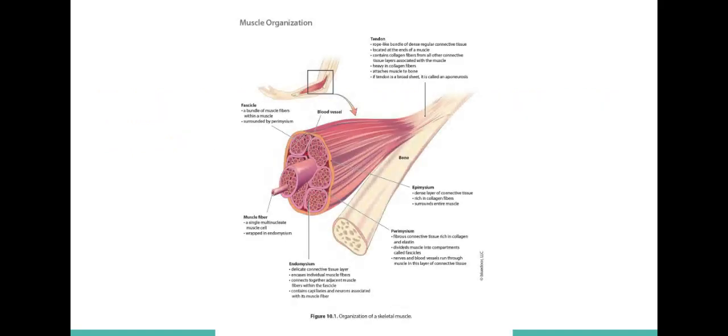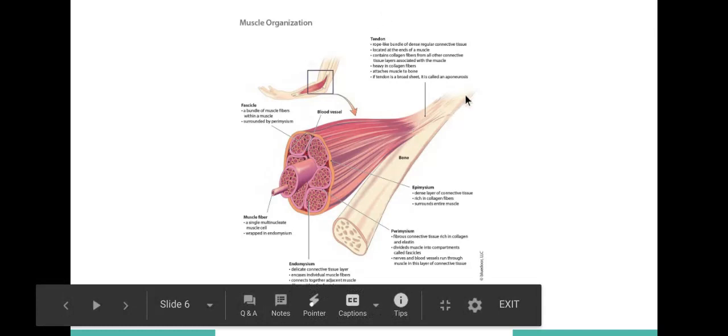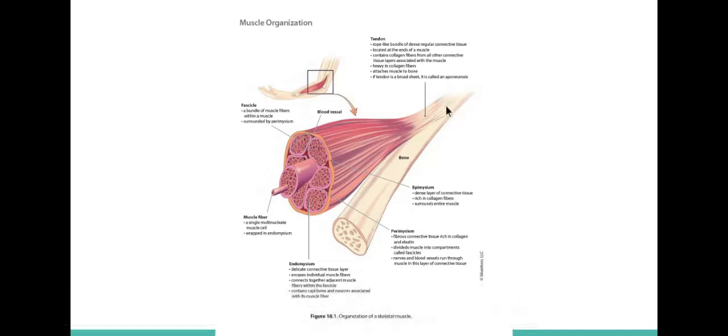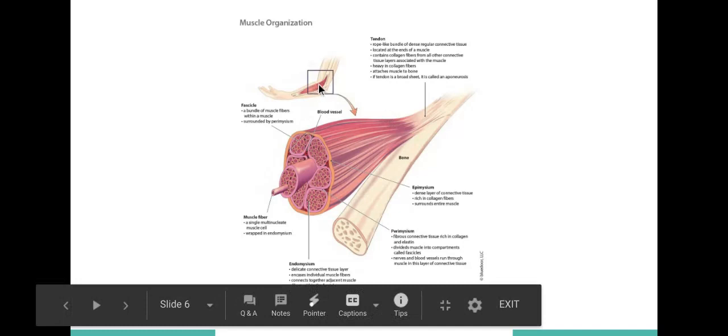So here's what we mean by those words. You have your tendon. That's this dense tissue here that is connecting to the bone. Here is like a big chunk of muscle, like in your arm. When we look at the outside edge of that big chunk of muscle, that's our epimysium.